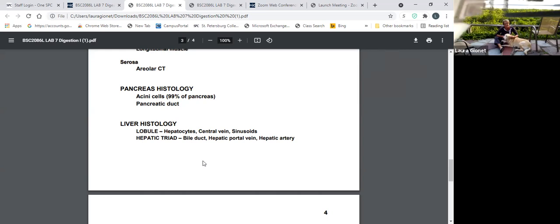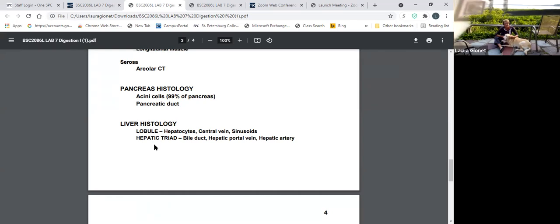The sinusoids are a type of, I guess you could call, capillary, except blood is going to pass through this kind of a tube system, but it's not composed of simple squamous epithelium. It's composed of those hepatocytes. So the hepatocytes kind of form the walls of these liver capillaries and allow blood to pass through.